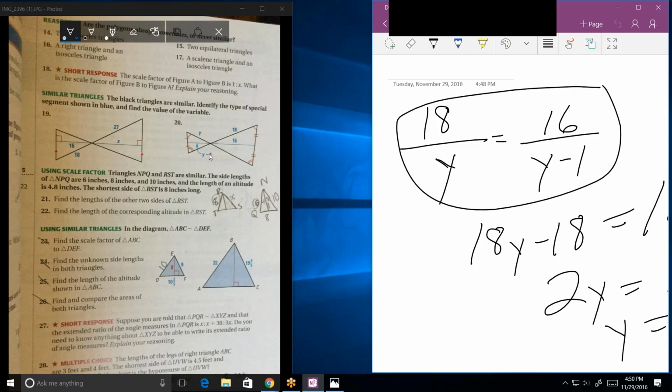So the ratio is 2 to 1. Yes. In other words, if y is 9, 18 is to 9 is 2 to 1. And y minus 1 is 8. So 16 is to 8 is also 2 to 1. All right.